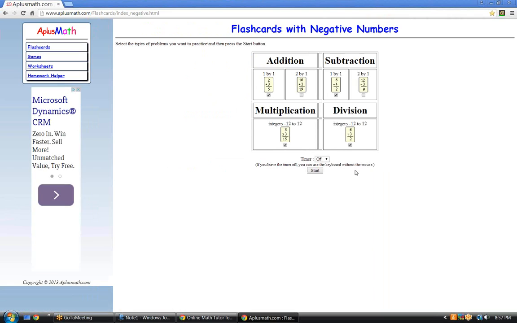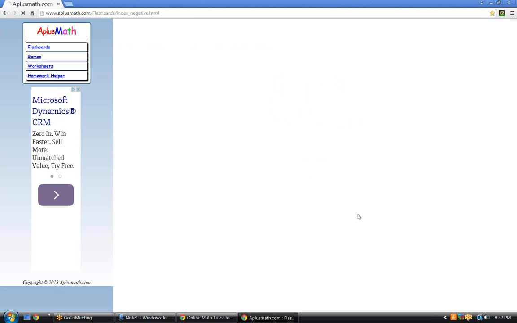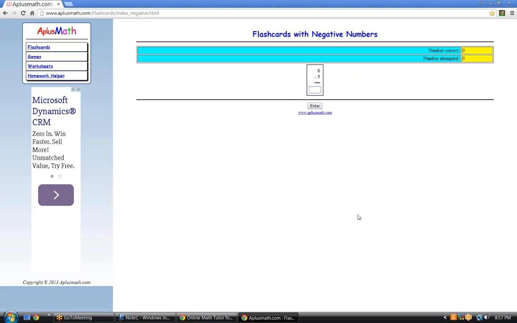If you practice these, only check those boxes. You don't need to practice 2 by 1s, 2 digits by 1 digit. You don't need to know those. But you definitely need to know the 1 by 1s. Just give me the answer, I'll put it in, and I want you to go as fast as you can. Go. 1.